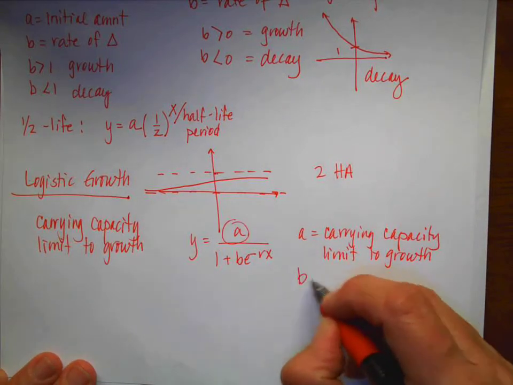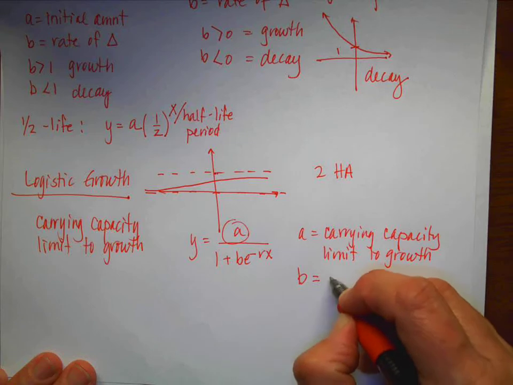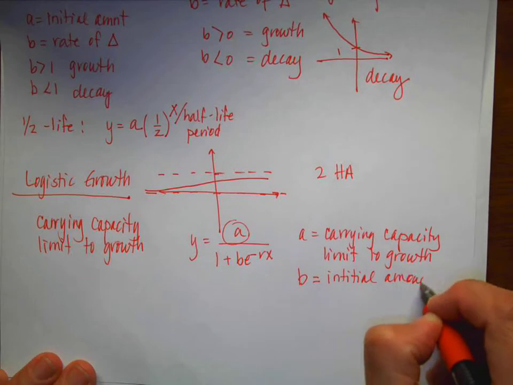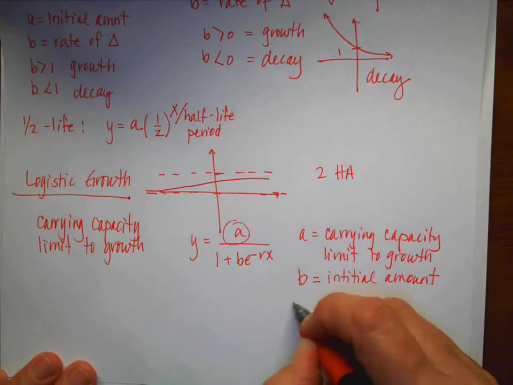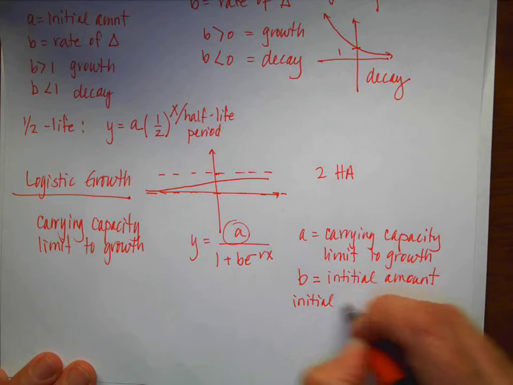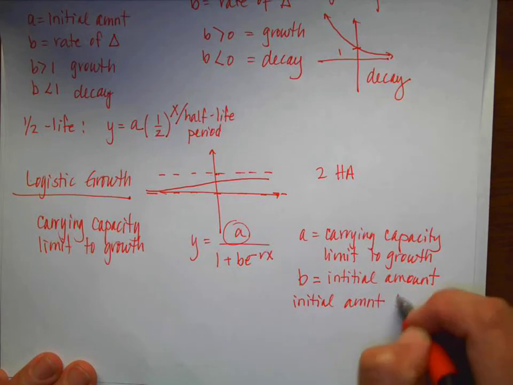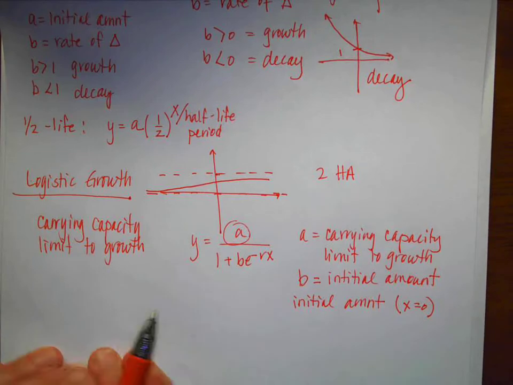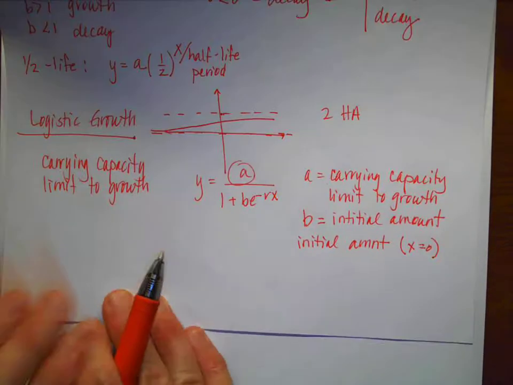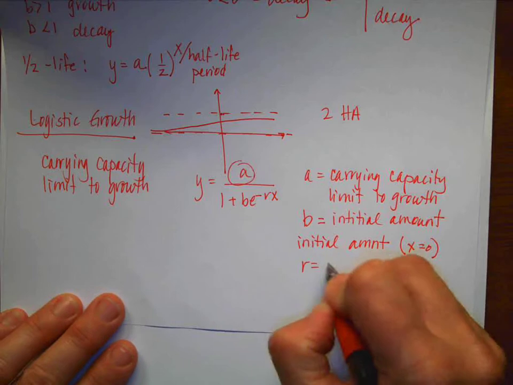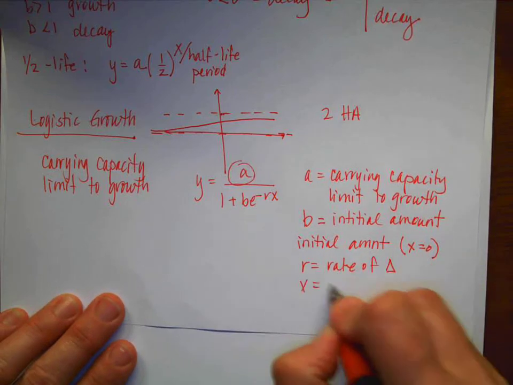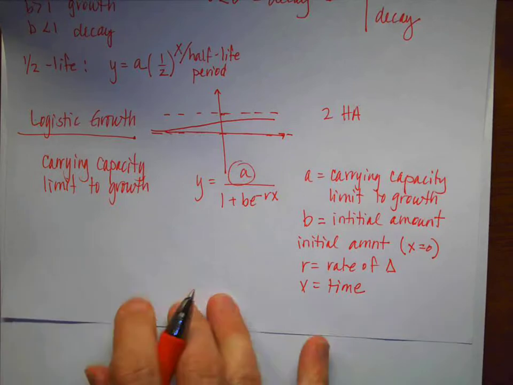B I'm not going to define. I was going to define it as an initial amount, but sometimes that is misleading in this equation. I would say that the initial amount is better calculated when x is equal to 0, and then you can find your initial amount by substituting in the other values that you know. R is equal to the rate of change, and x is always going to equal time.